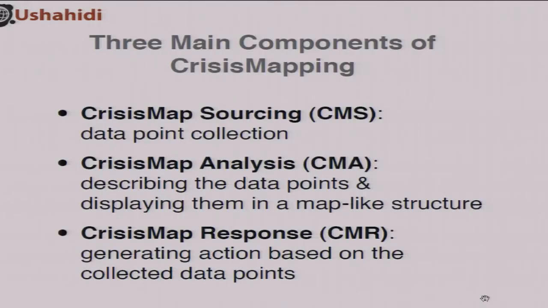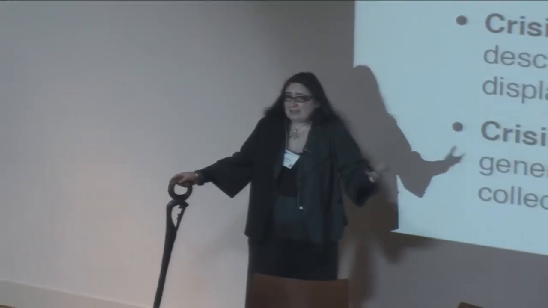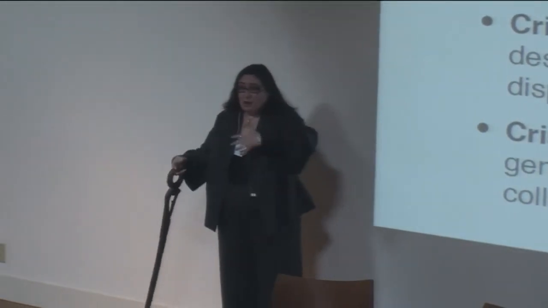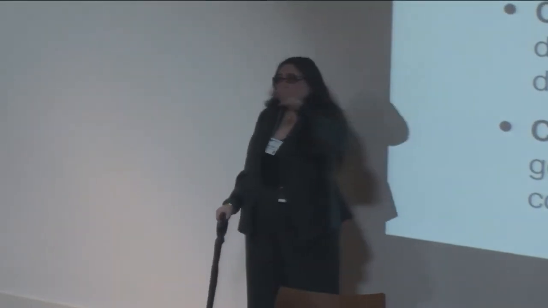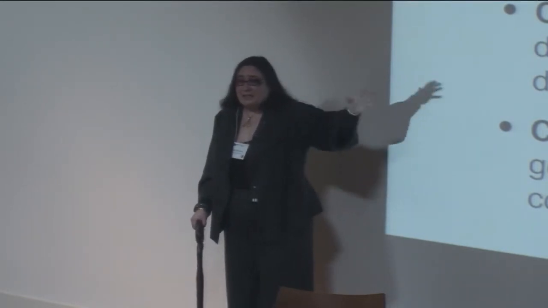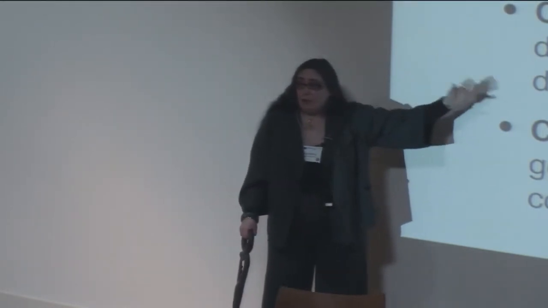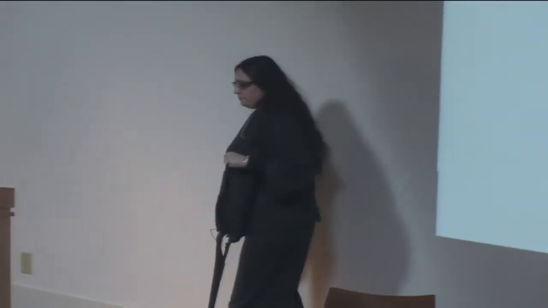All right, so there's three main components of crisis mapping. There's the sourcing. How do you actually get those data points that you can plot on a map? There's the analysis. How do you present all that data to the people so that they can visualize it or work with it? And then response is how do you take that data and turn it into action? Because as nice as it is to know somebody is buried somewhere, you also want to give that information to somebody who can get that person out.